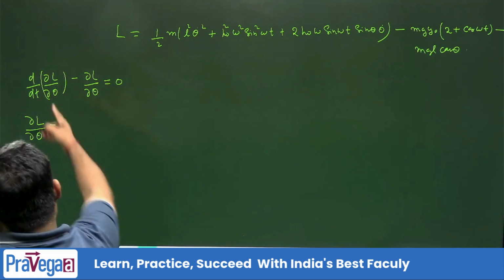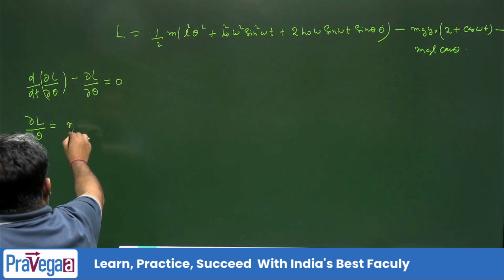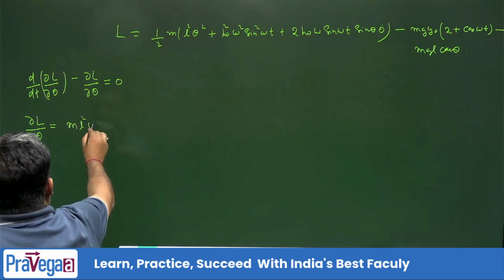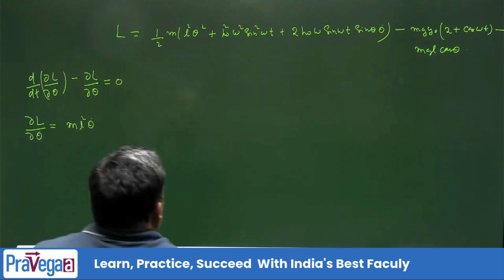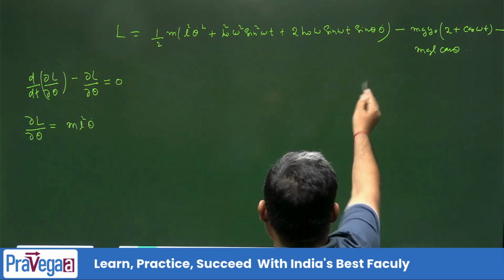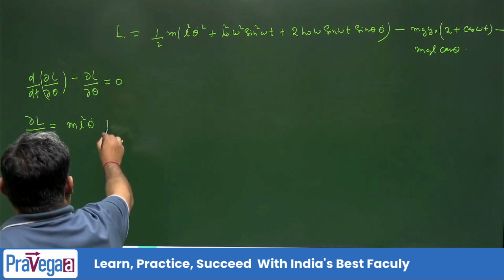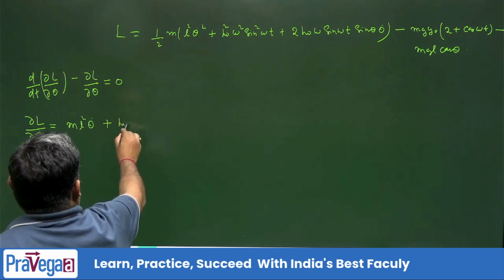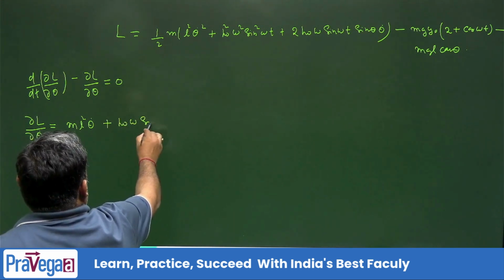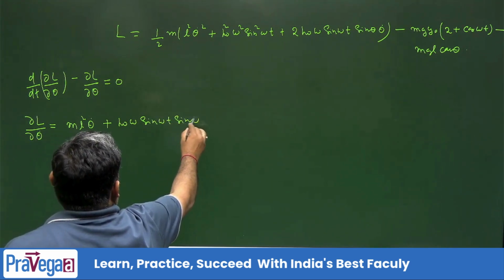First we will go for ∂L/∂θ̇ separately. This value is equal to mL²θ̇, and in the second term there is no θ̇. In the third term we have θ̇, and the 2 and 2 will cancel. So, what we have is plus h₀ω sin ωt sin θ.